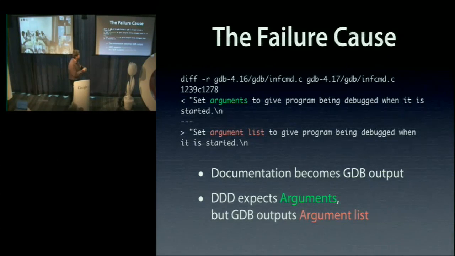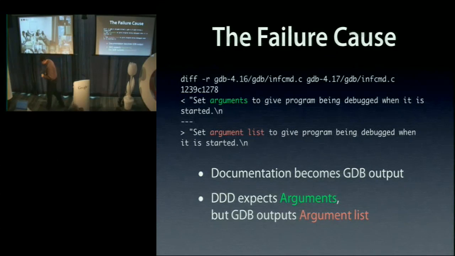Has anyone ever used GDB in raw command line mode? Oh yeah, I see people nodding. Yeah, that's a pain, I know. But it's very powerful at the same time. If you type something like help set args, this is the text that you get. This is the documentation for the set args command. In the old version, it was set arguments; in the new version, it was set argument list.